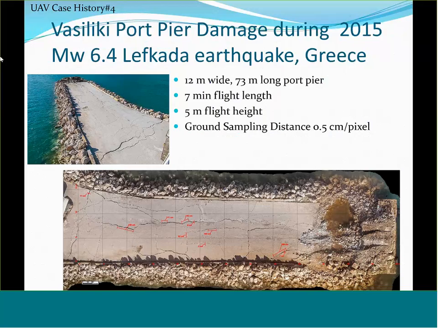And the next case history is related to infrastructure. This is just a relatively small port pier in the port of Vasiliki that was damaged during the magnitude 6.4 Lefkada earthquake. It's just 12 meters wide and 73 meters long. It took 7 minutes of flight time. That was flight time, not length. So very short period of time, flew relatively close, and as a result you have a very good resolution, less than a centimeter ground sampling distance.